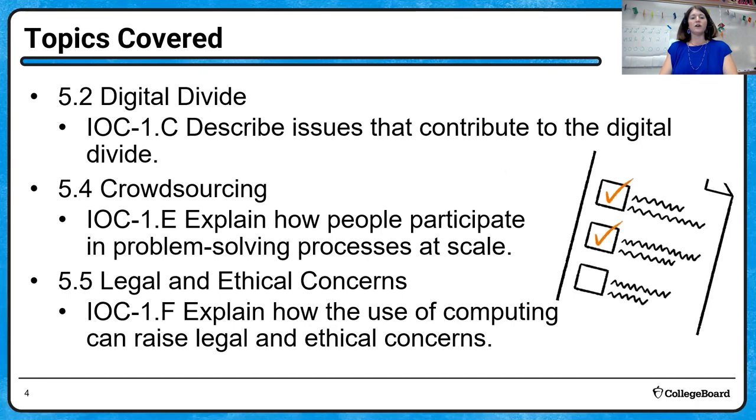So here are the specific topics in a little more detail. First one, digital divide. It describes the issues that contribute to the digital divide. So we'll need to be able to do that. So what's the digital divide? Right. Whether people have the internet or if they don't have the internet or they even have a device. So there's a lot of varying things now with the internet. It's not just about the device. It's about how fast your internet is too.